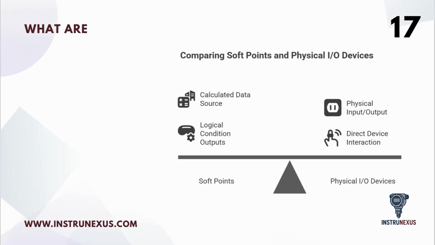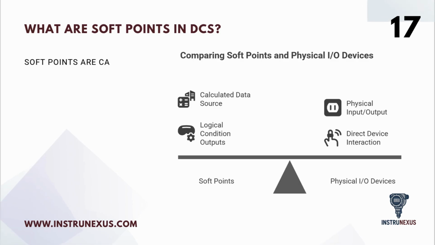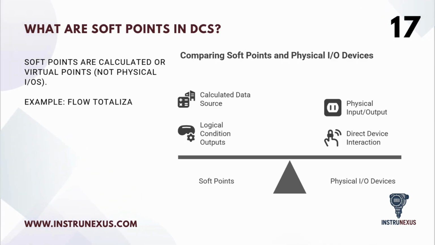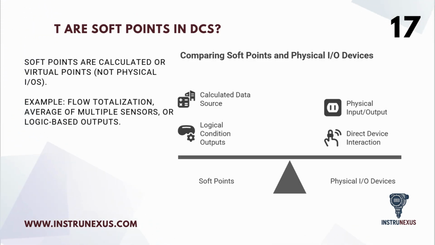What are soft points in DCS? Soft points are calculated or virtual points, not physical I/Os. Example: flow totalization, average of multiple sensors, or logic-based outputs.